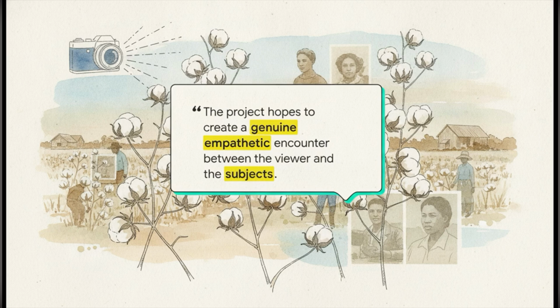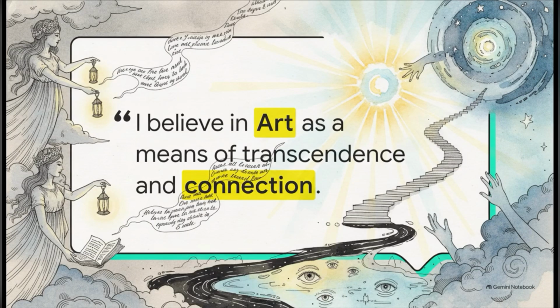McCord says, the project hopes to create a genuine empathetic encounter between the viewer and the subjects. Her work blends personal storytelling with profound imagery to explore the intricate socioeconomic structures of the rural South. It's all about creating this deeply empathetic bridge between us, the viewers, and the people she's photographing. And then there's Josephine Sacabo, who takes a highly introspective approach.